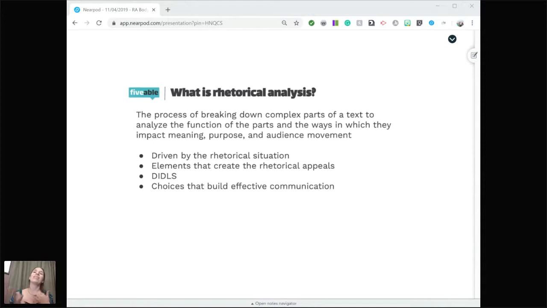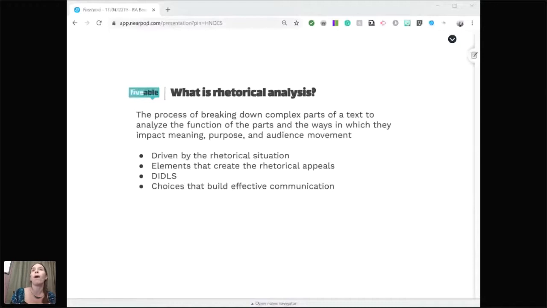So the next is going to be that idea of DIDDLES. Anybody familiar with DIDDLES? We talked about it, but we'll give it to you here in just a minute, so you'll have that as well. And then it's about analyzing the choices that build toward effective communication.